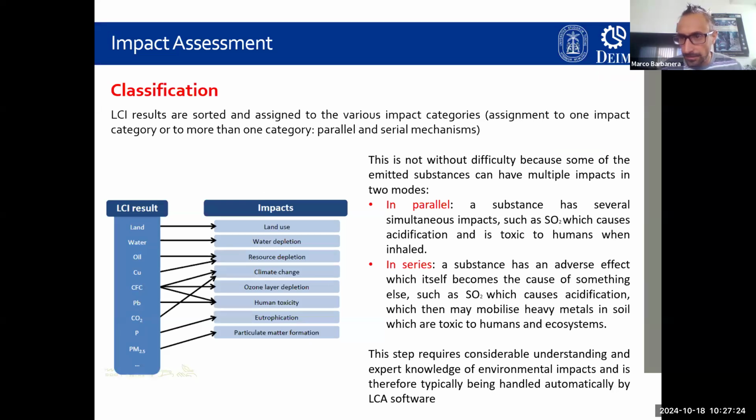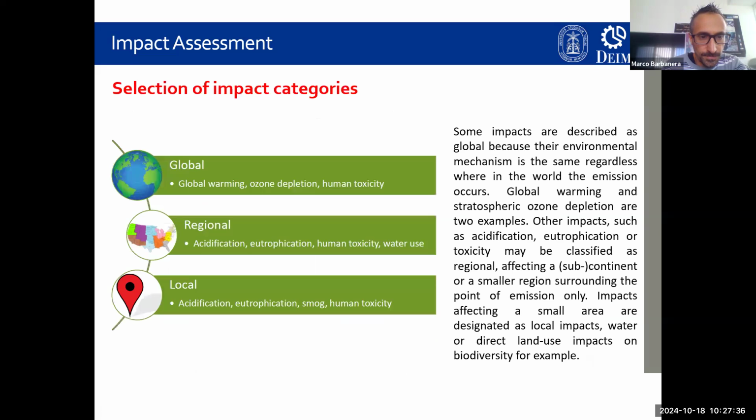So, we can start. In the last lesson, we have seen the third step of life cycle assessment, the impact assessment method.